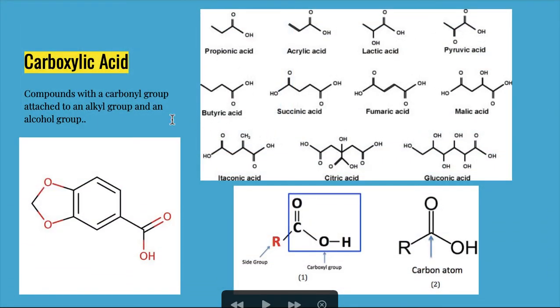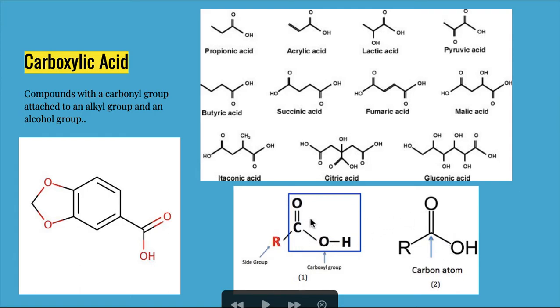So the next one is carboxylic acids. A carboxylic acid is a compound with a carbonyl group attached to an alkyl group and an alcohol group. So the representation is over here. There are two different ways of representing it. I usually do the second one, but I can explain both.